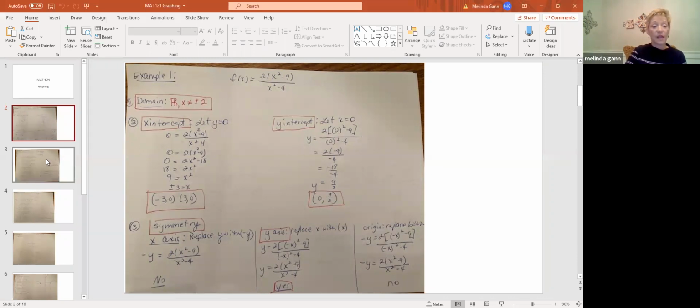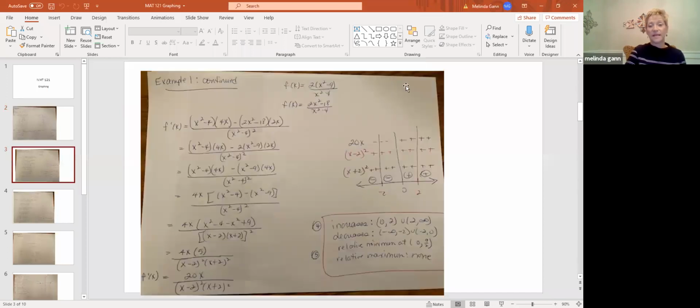Okay. Now we need to find out about increasing, decreasing, maxes and mins. Now remember, that comes from the first derivative. Now I'm not really crazy about doing a product rule in the middle of a quotient rule. So personally, I'm going to distribute that 2. And so I'm going to end up with 2x squared minus 18. Then I can do quotient rule: the bottom times the derivative of that numerator, which is just 4x, minus that numerator times the derivative of that denominator, which is just 2x, all over that denominator squared.